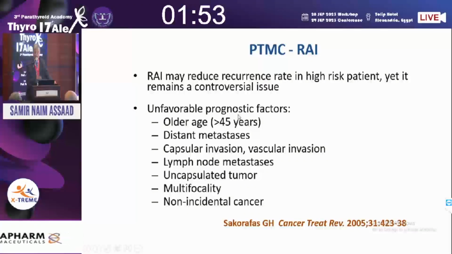Patients elderly above 45, distant metastasis, lymph node metastasis, capsular invasion, vascular invasion, encapsulated tumor, multifocality, non-incidental cancer. You should be more aggressive in these patients, and you can give them radioiodine. Otherwise, if you don't have these, don't give radioiodine, even if the oncologist insists. So don't follow his steps.